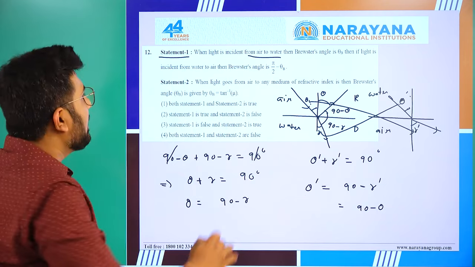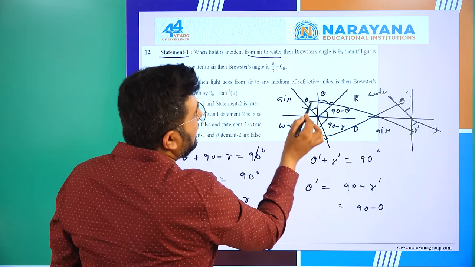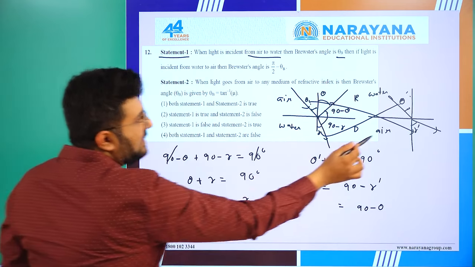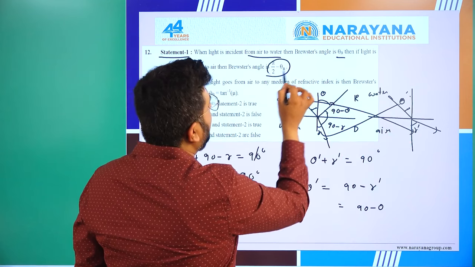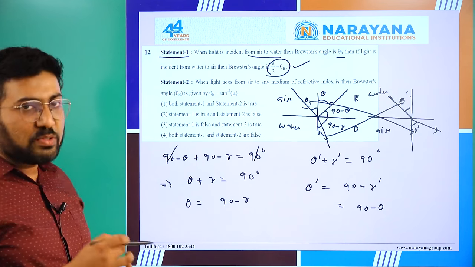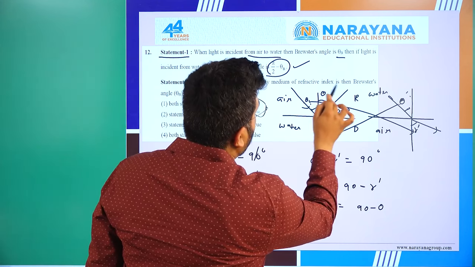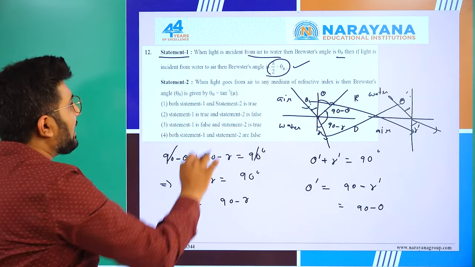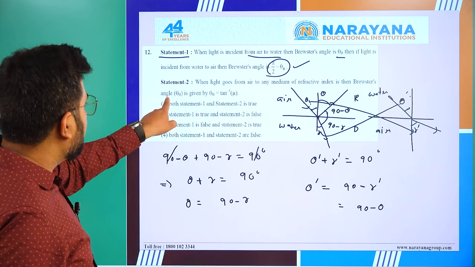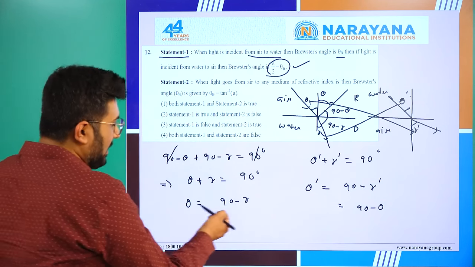So basically the statement here says that if the Brewster's angle in this case, this theta value, is theta b, then the Brewster's angle in this case has to be 90 minus theta b. So the first statement is correct. Now coming to the second statement: when light goes from one medium to another medium with refractive index mu, then the Brewster's angle will be tan inverse mu.